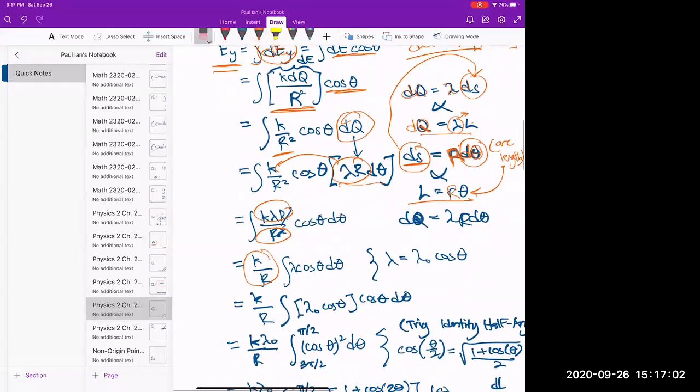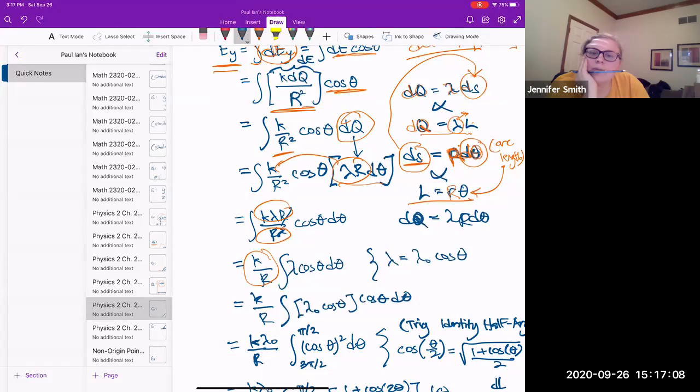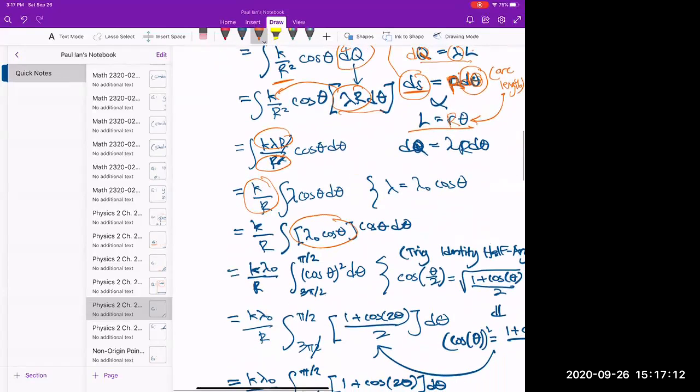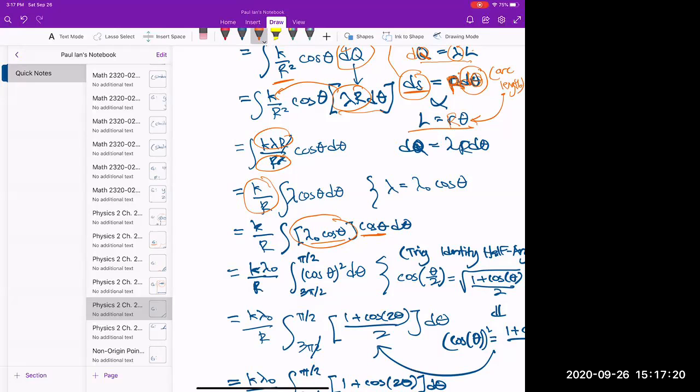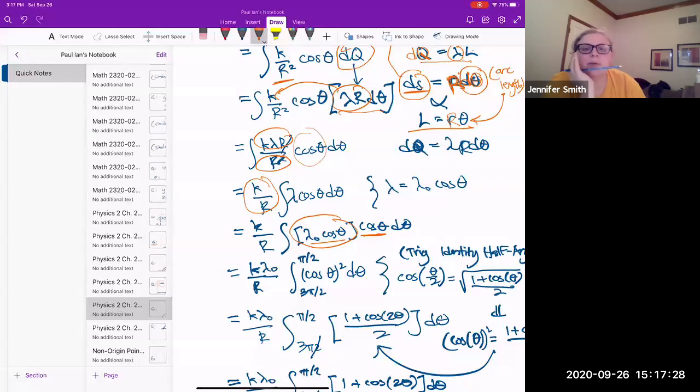The only thing is the lambda. He gives you the lambda, lambda cosine theta. Oh, that's where the cosine squared came from. Yes, he gives that to you, but there's already a cosine in there, so it becomes cosine squared.